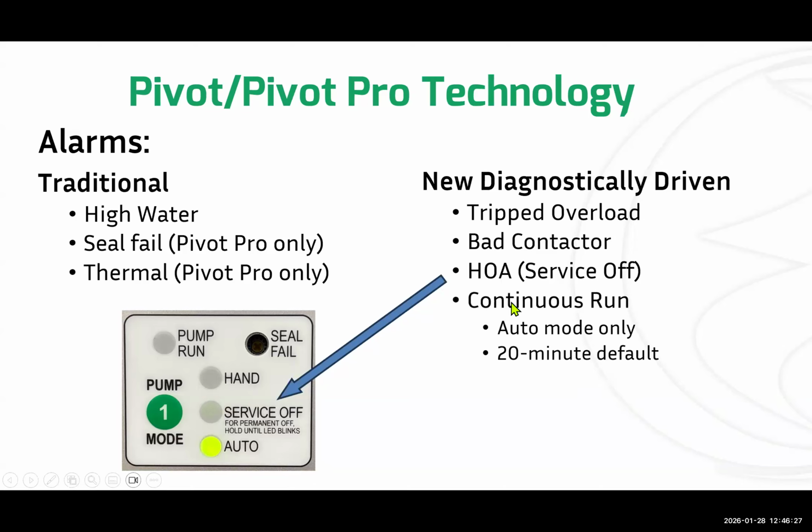All right. So another new alarm that you're going to see is continuous run. So out of the box, continuous run is set for 20 minutes. And what that means is in auto mode, if a pump starts and it doesn't shut off within 20 minutes, it considers that problematic. Now, you can change that. It's 20 minutes as a default. And if you have a project and you know that there are times when this thing's going to run for 30 minutes, 40 minutes, something like that, uninterrupted, you can change this to whatever you want, or you can disable it entirely if you'd like.